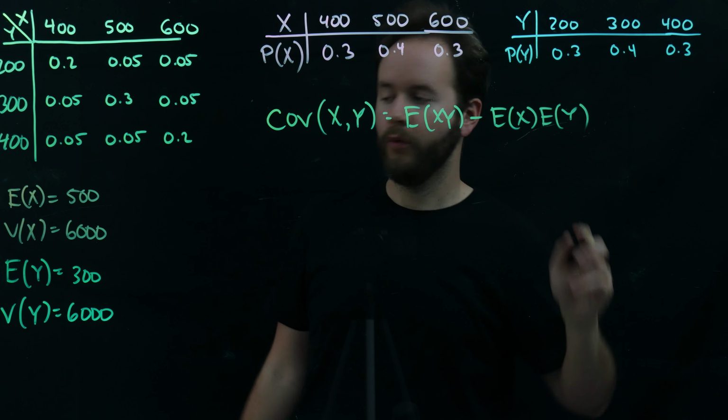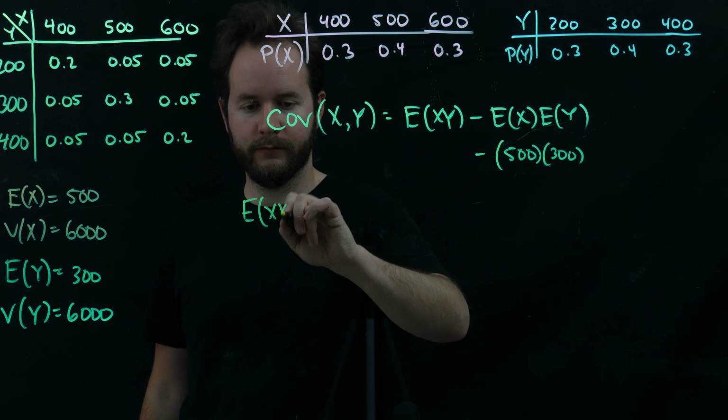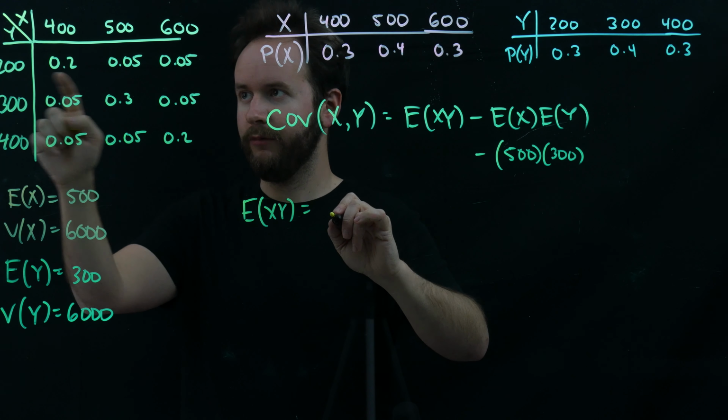But what about this e of xy term? Well, this is the annoying part. This e of xy term is obtained by doing the following. We pick one of these probabilities. Let's say we'll start with 0.2. And we're going to multiply this probability by not just the 400, but also the 200. So we're going to say 400 times 200 and multiply it by 0.2. So we're going to say e of xy equals 400 times 200 times 0.2.